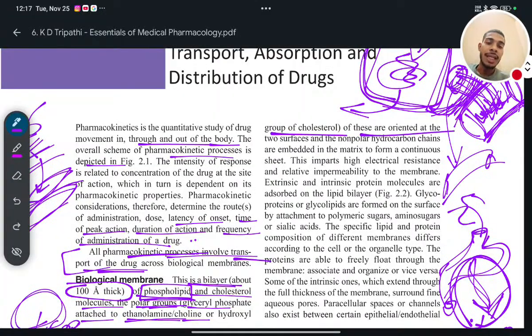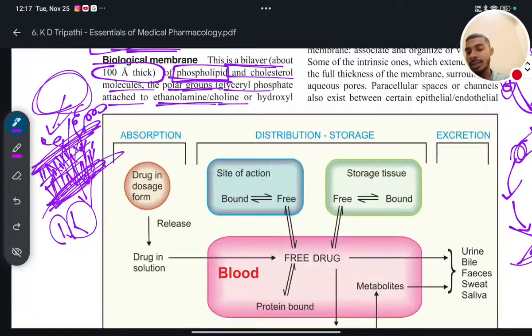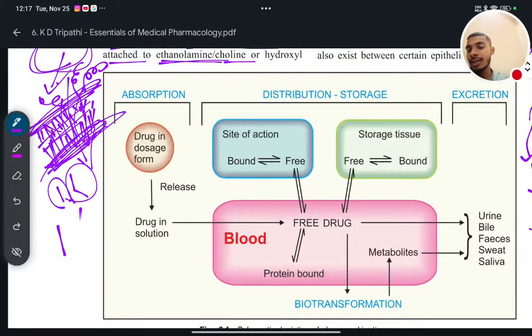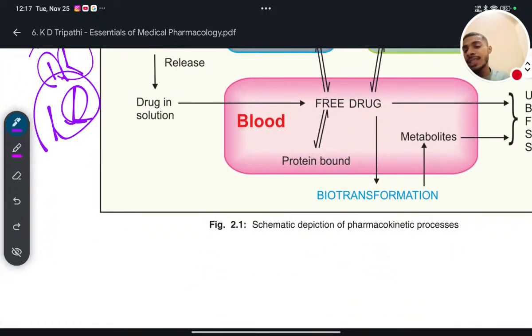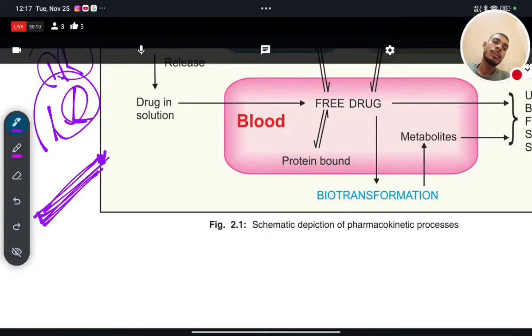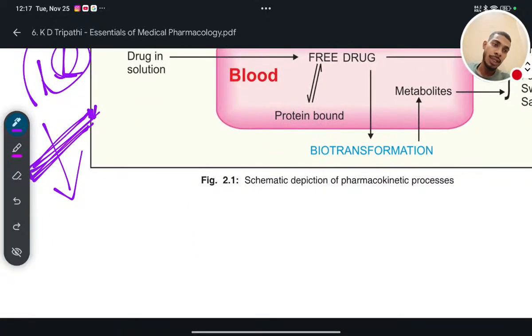These are oriented at the two surfaces of the nonpolar hydrocarbon chain. I have just mentioned saturated and unsaturated. If these things are related to lipid, then are all the lipids polar or non-polar? All the lipids are non-polar. That's why what will happen? Non-polar substances will be transported through the lipid properly.